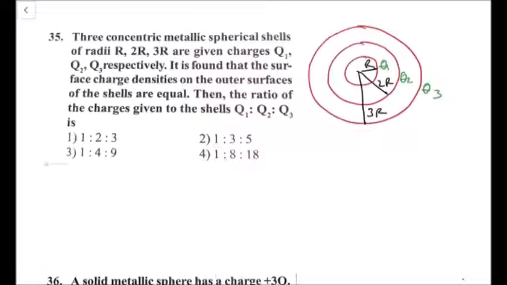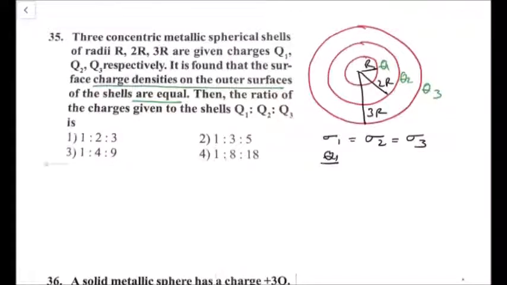It is found that the surface charge densities on the outer surface of the shells are equal. So this is the main point. Then we have to find out the ratio of the charges. So given surface charge densities are the same, that is sigma 1 is equal to sigma 2 is equal to sigma 3. Surface charge density means charge per unit area.